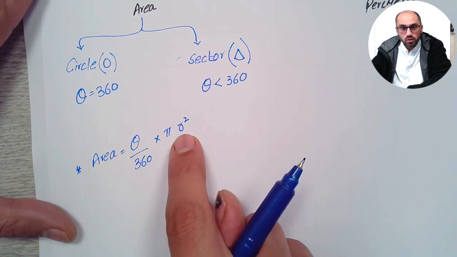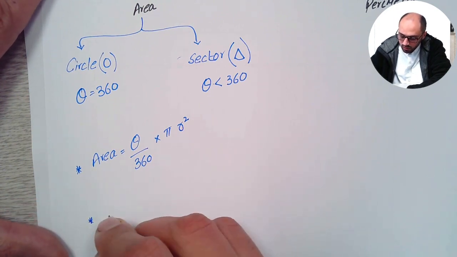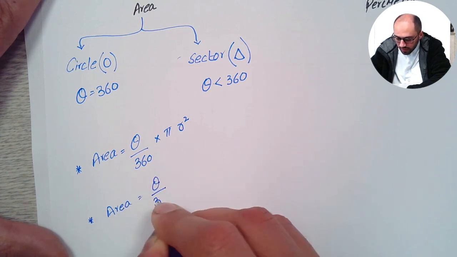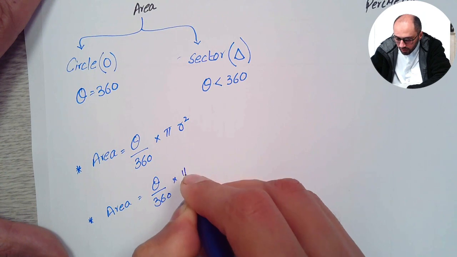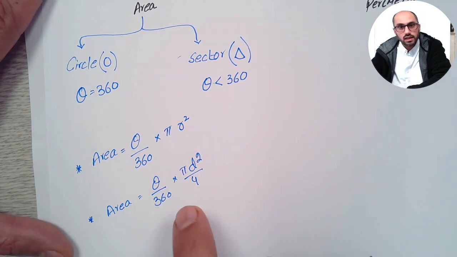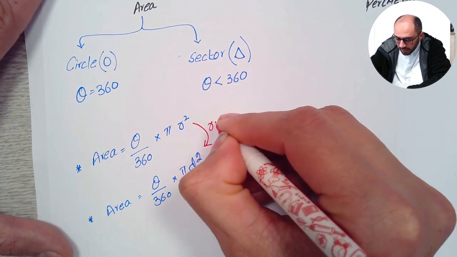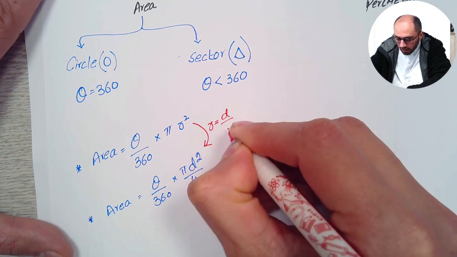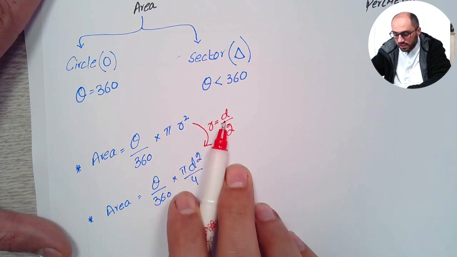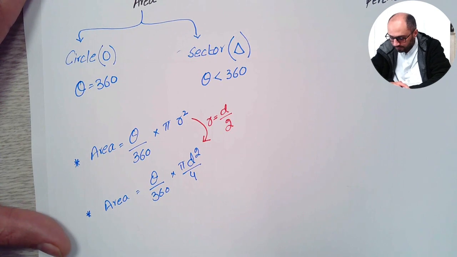If I know the diameter instead of the radius, then I will use the formula which is area equals, again, angle divided by 360 times pi d squared over 4. To get this formula, I've said r is basically equal to half of the diameter, and if I use this fact and replace my r with d over 2 and then square it, it will change to d squared over 4.